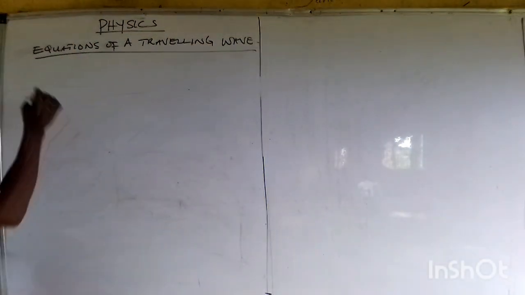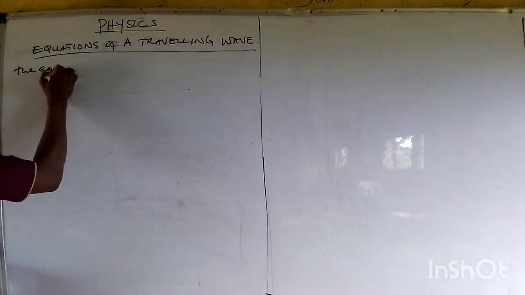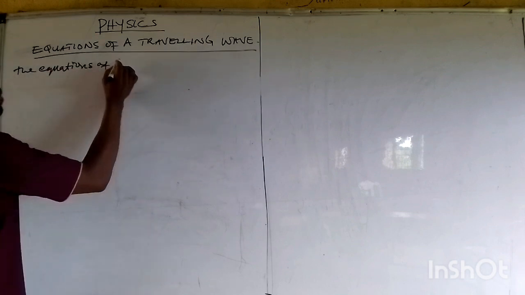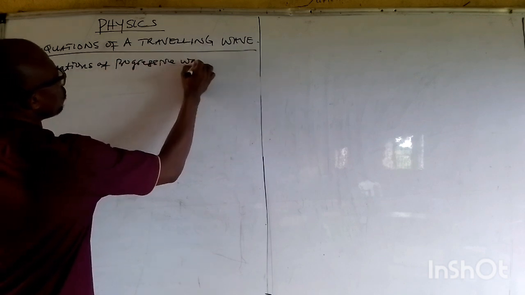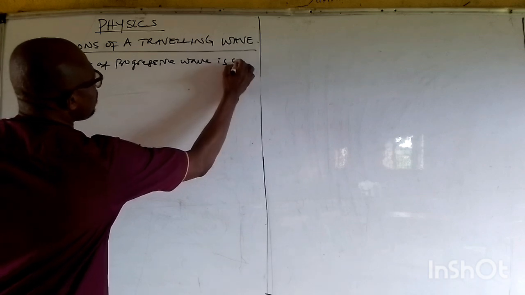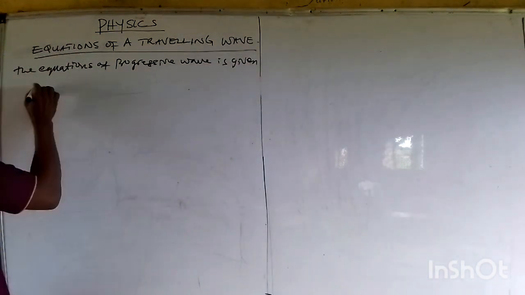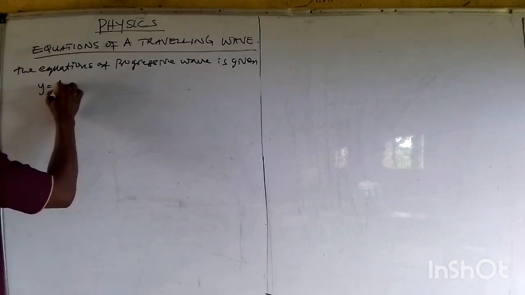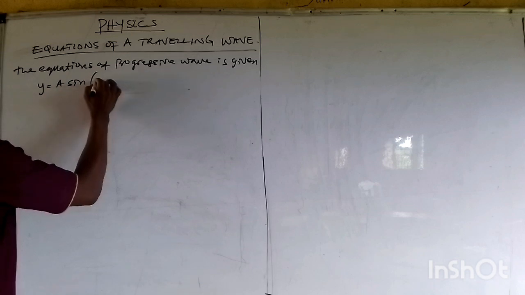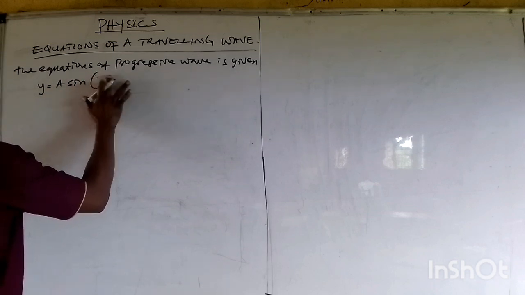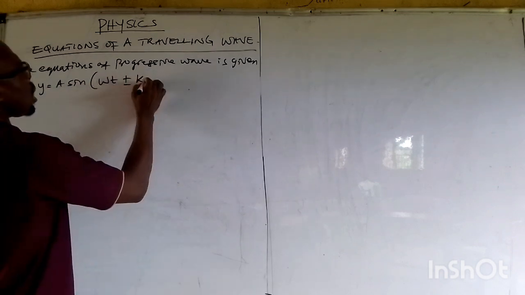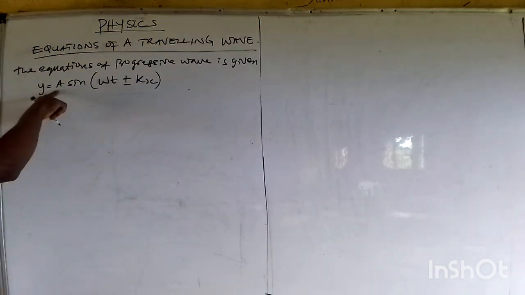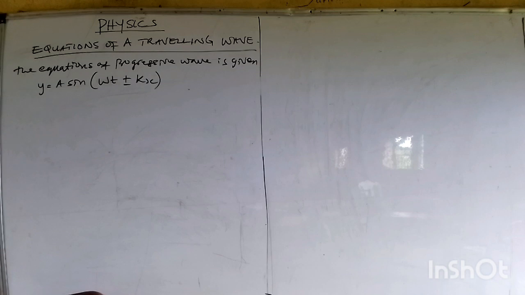So, we say that the equation of a plane progressive wave is generally written as y is equal to a sine (kx, or you can say omega t) plus or minus kx, where a is the amplitude, omega is the angular speed, k is the wave number.